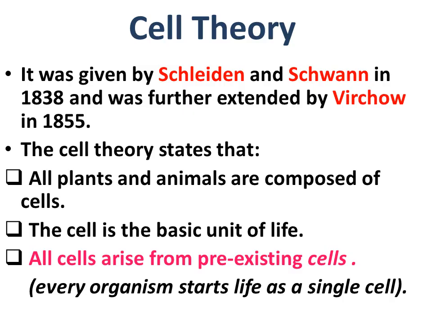Now cell theory. This is a very important theory. It was given by Schleiden and Schwann in 1838 and it was further extended by Virchow in 1855. Now the cell theory states that number 1, all the plants and animals are composed of cells. Number 2, cell is the basic unit of life. Number 3, all the cells arise from pre-existing cell. This is a very important statement. All cells arise from pre-existing cell. Now what does this statement mean? It means that every organism starts life as a single cell. So this was the cell theory.